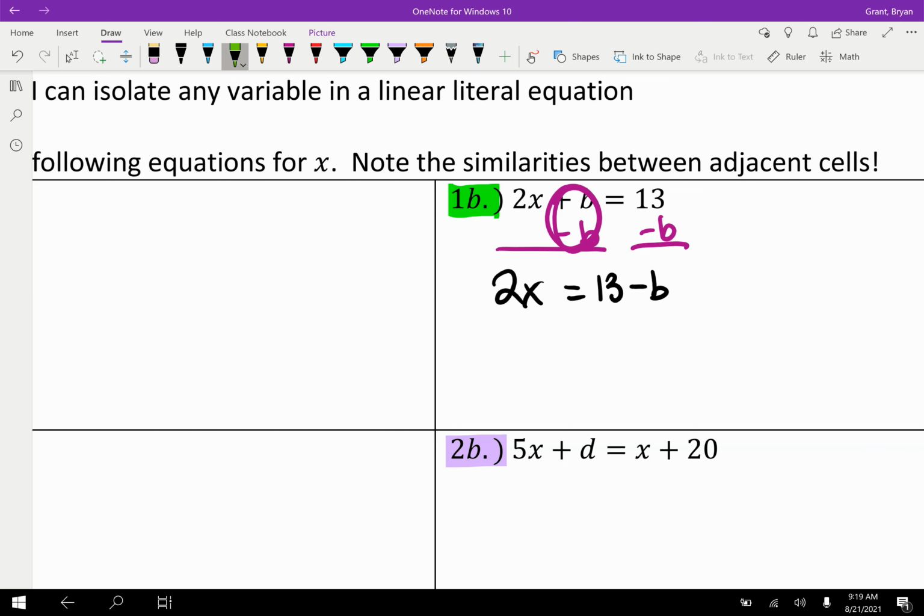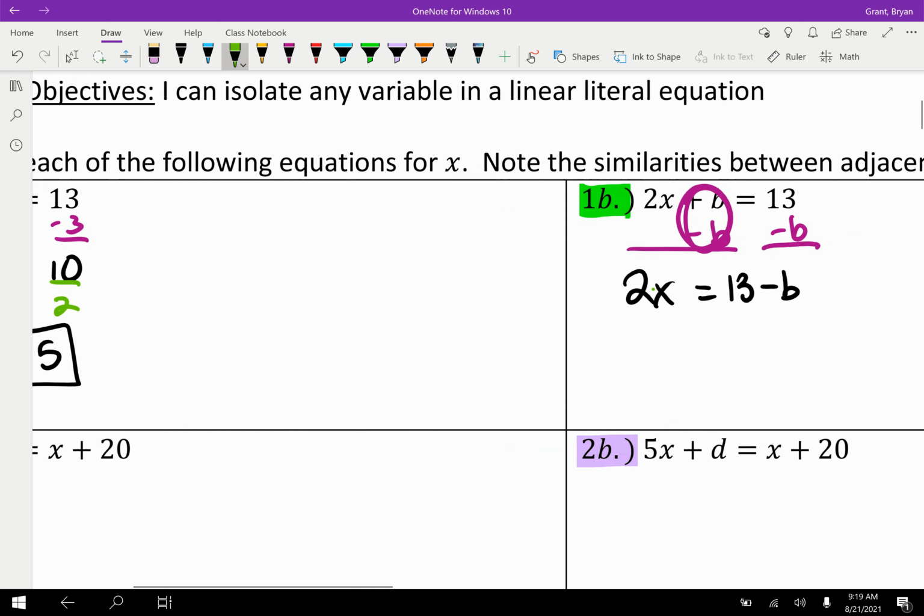Okay, let's finish this off. 2 was multiplying times x, and over here we went through and divided by 2, so I'll do the same.